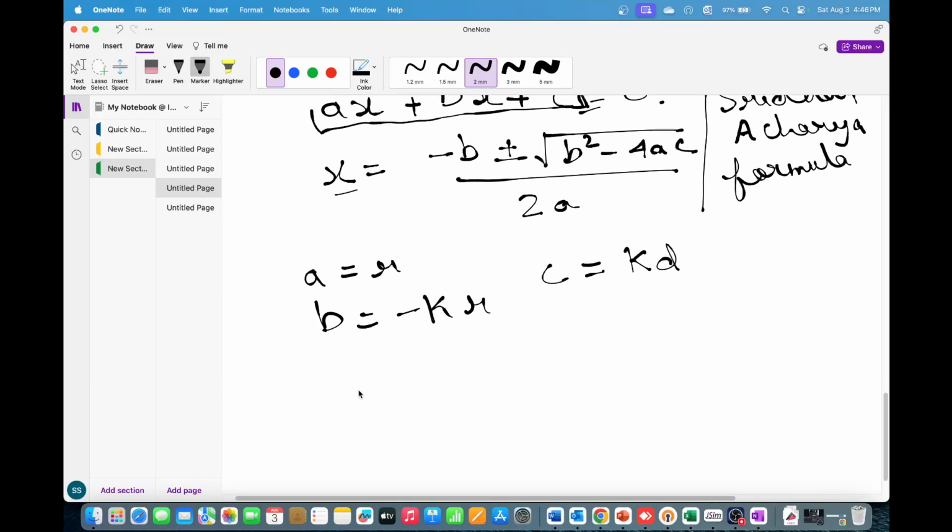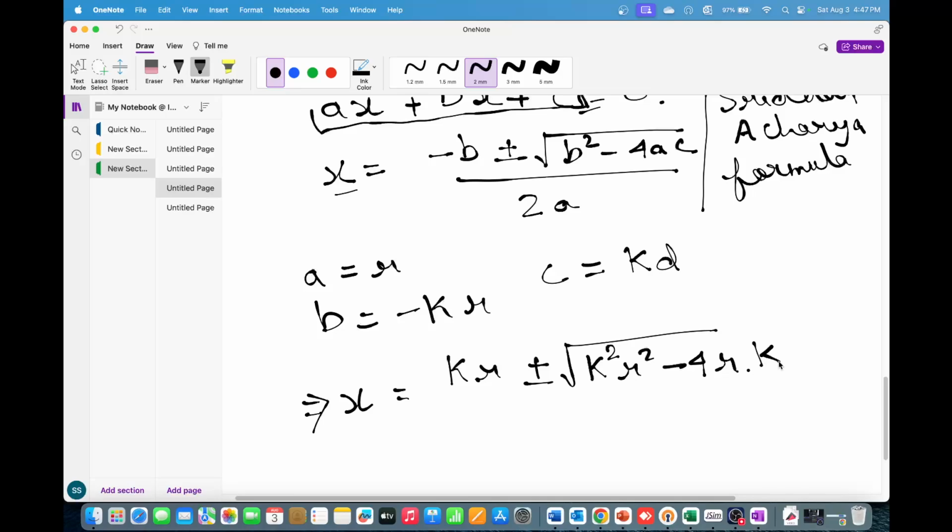Now you just substitute these values here. So what you will get is x = -b, so minus of minus kr, so this will be kr, ± the root of k²r², so b squared is k²r², minus 4ac, so minus 4, a is r, c is kd. So this is your numerator, and your denominator will have 2a, which is given by 2r.